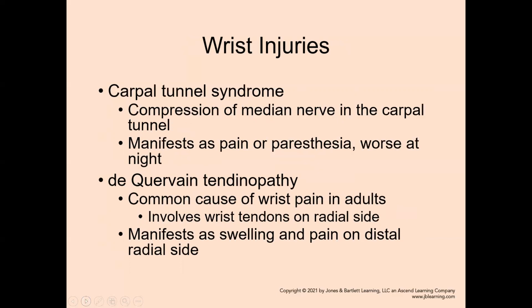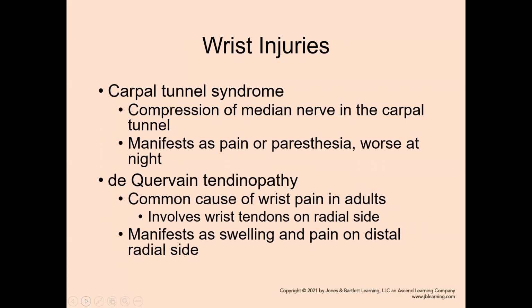Wrist injuries include carpal tunnel syndrome, which is compression of the median nerve within the carpal tunnel. It manifests as pain or paresthesias that is worse at night. It is common in women who are pregnant and in someone who is obese, although anyone can get it. Sometimes it's an overuse injury as well from typing.